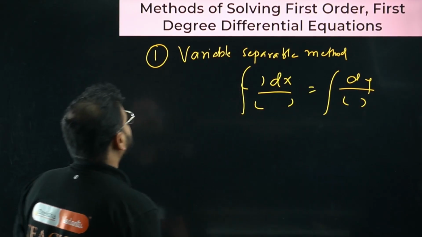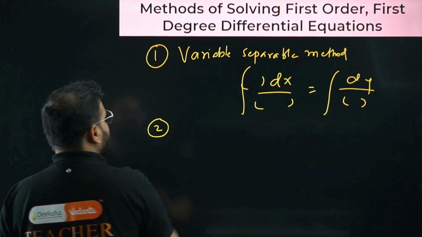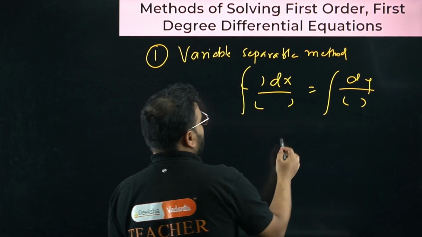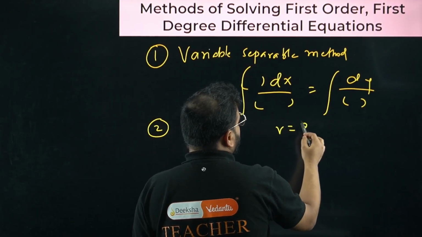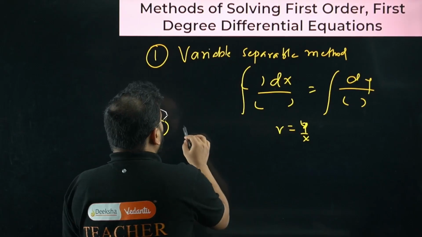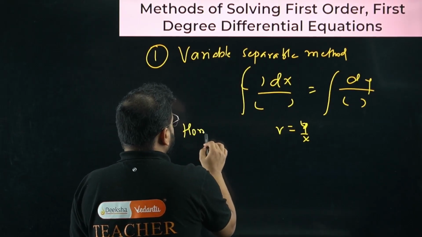So this is your first method. The second method which we have is where we use substitution, y equal to vx, or v equals y by x. We use that integration where we have a homogeneous differential equation.